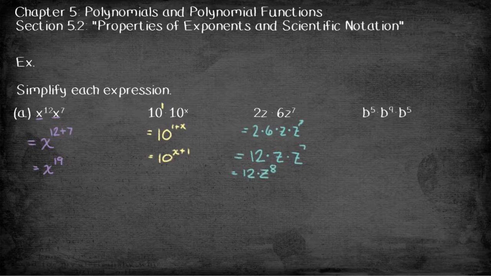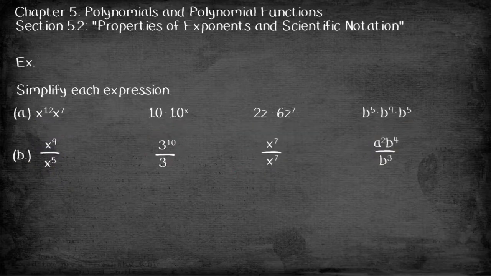Here we've got b to the 5th times b to the 9th times b to the 5th again. Doesn't matter if you're multiplying together 3 or 4 or any number you choose, you still do the same thing. So we're still just adding the exponents together to get b to the 19th power. So that's the first batch of simplifying, not too bad.